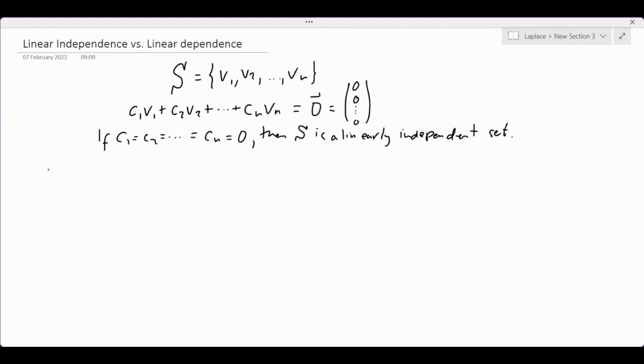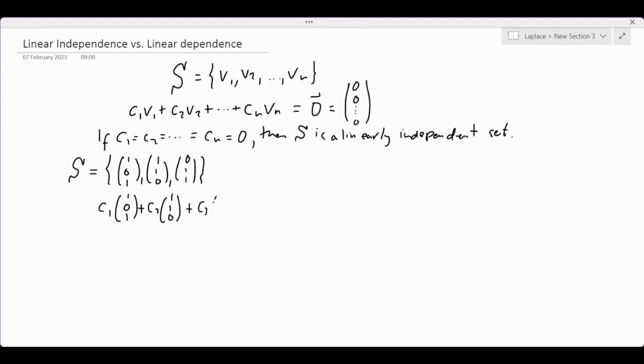So to give a concrete example of this, let's try to consider the set S consisting of the vectors (1, 0, 1), (1, 1, 0), and (0, 1, 1). And what we want to do is consider the equation, which is C1 times (1, 0, 1) plus C2 times (1, 1, 0) plus C3 times (0, 1, 1) being equal to the zero vector, and solving for the coefficients C1, C2, and C3.